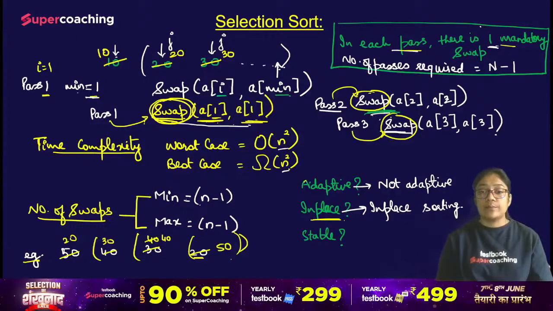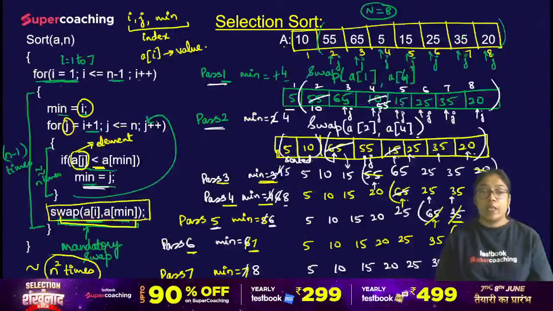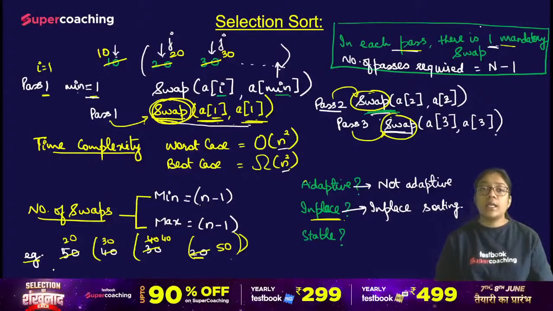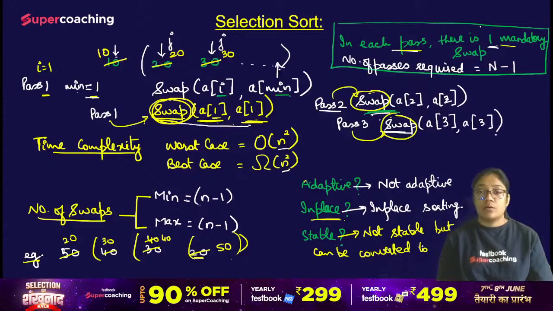What about stability? If you use here something like not less than or equal to a of min, then it is updating the value. So we can say that it is not stable, but definitely it can be converted to a stable algorithm.